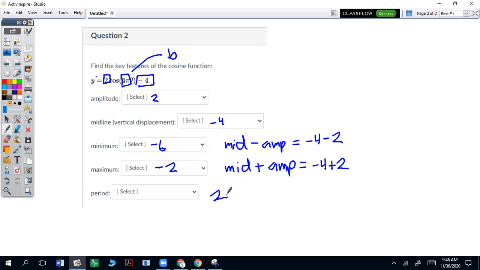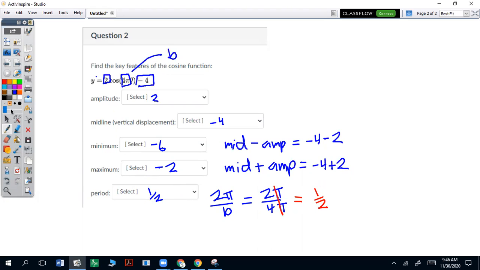So 2 pi over b, 2 pi over 4 pi. In this case here, you've got a pi that cancels out. And then 2 over 4, that's 1/2, that's 0.5. So we'd say 1/2 or 0.5 for your period, since the pi's do cancel out.